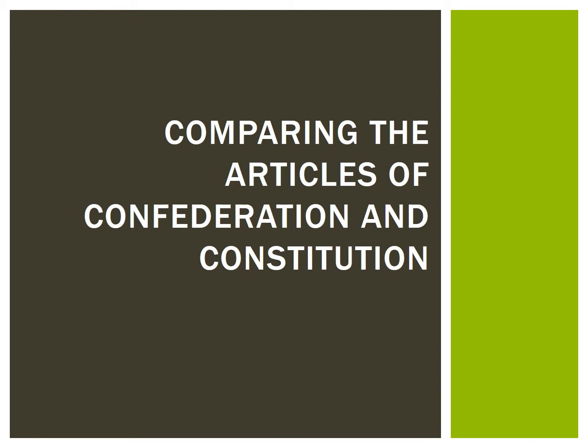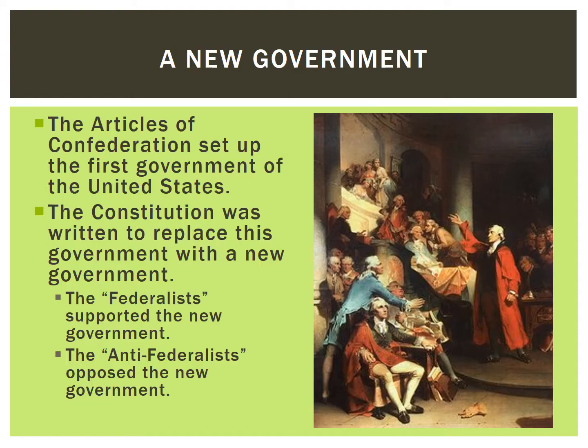So for 10 years, the Articles of Confederation were used to govern the country, and for 10 years, they had lots and lots of problems using it. So the new government was the Articles of Confederation. It set up the first government of the United States.